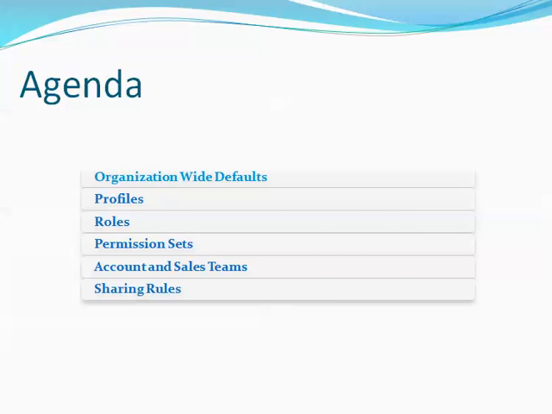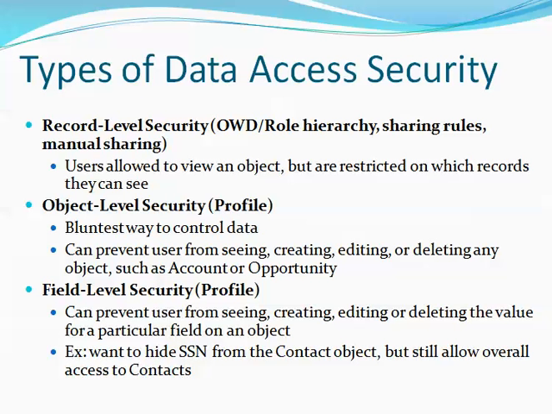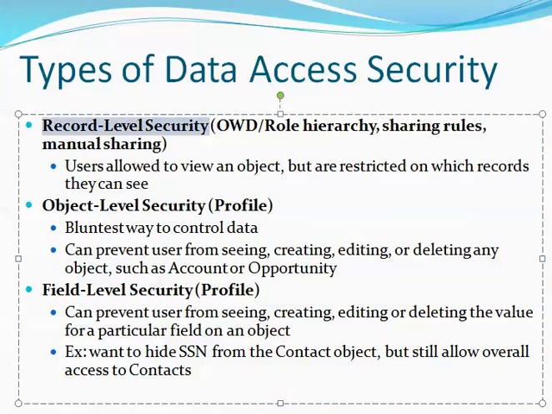the security is set up. So I don't want to throw this complicated slide in front of you right away, but this is a really nice slide to start with because it has some of the key data types to access your security. You have record level security for organization-wide defaults, which include role hierarchies, sharing rules, and manual sharing. Users are allowed to view an object but are restricted on which records they can see.